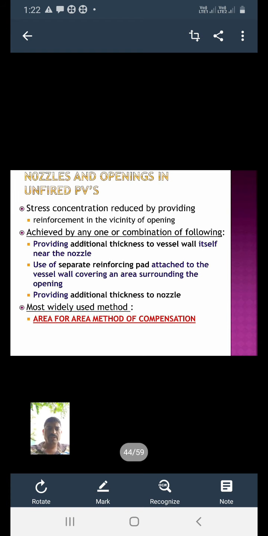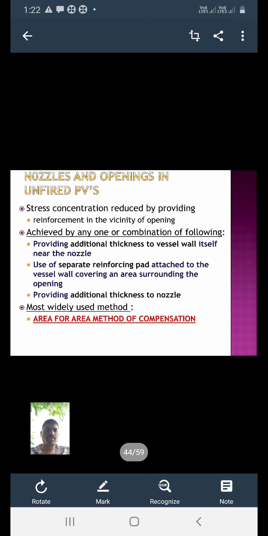in unfired pressure vessel. Openings are provided in unfired pressure vessel: inlet and outlet connections, drain pipe connections, pressure gauge connections, then safety device connection, and last is a manhole. Those openings we have seen in the last lecture, and we have seen the method most widely used, the area method of compensation. This is the most widely used in the unfired pressure vessel.